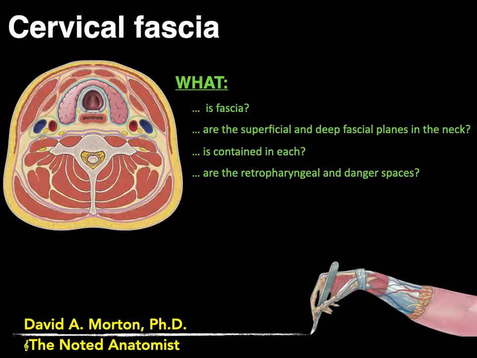So first of all, fascia is Latin for a band or bandage because fascia forms strands or sheets of fibrous or collagenous connective tissue that wrap around the anatomy of the body to form compartments. So today, we're going to talk about sheets of connective tissue that form compartments in the neck.